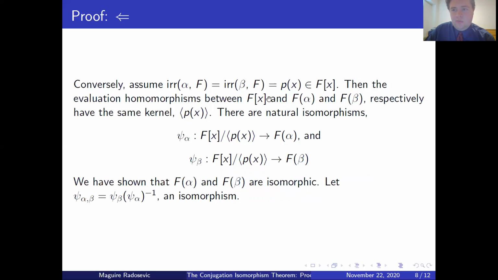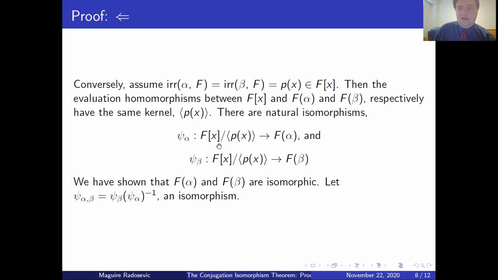The evaluation homomorphism acted upon this integral domain, the domain of polynomials with coefficients from F. Whether we have alpha or beta, those evaluation homomorphisms are going to have the same kernel, because each of these has the same irreducible polynomial. And the kernel of that evaluation homomorphism is, as we learned earlier, the principal ideal generated by that irreducible polynomial.